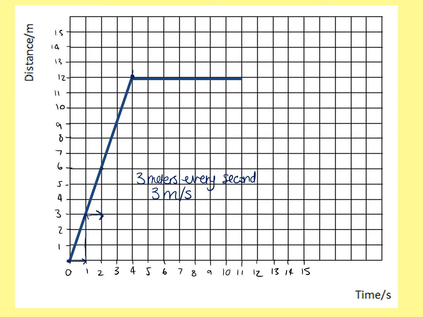Now, the second section, from 4 seconds to 11 seconds, is here. This is interesting. This is a flat line. We haven't looked at this yet. Let's see what the speed of this object is here. So if I go from 4 to 5 seconds, say 4 to 5, the change in distance is 0. And so they're moving at 0 metres per second. This means that they're stood still. The object is not moving.